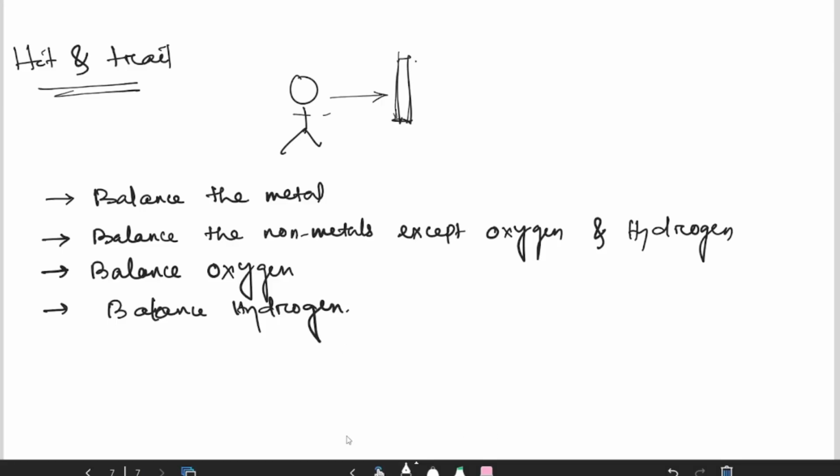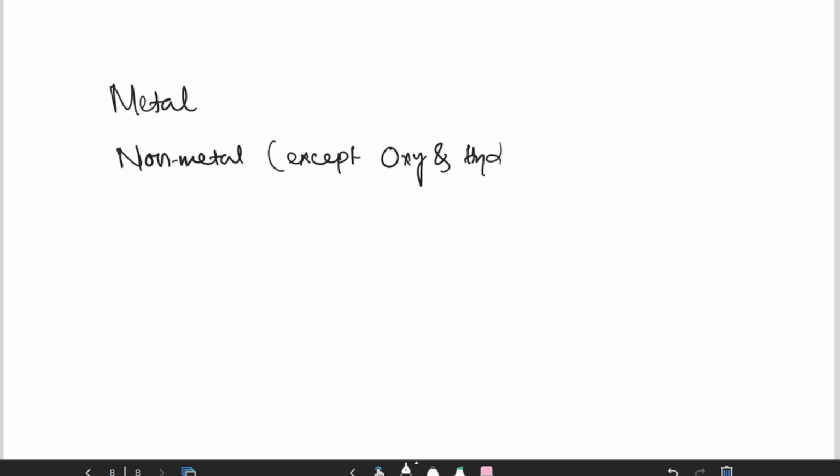Now let me tell you how we should follow this, how to understand this. Let's say you have some metal, so you have to first balance the metal, then the non-metals except oxygen and hydrogen, then oxygen, then hydrogen, right? So let's say your metal is balanced, then you have to get to the non-metals. After balancing the non-metals, if you see any change, you have to go back and check whether any change occurred in the metal or not.